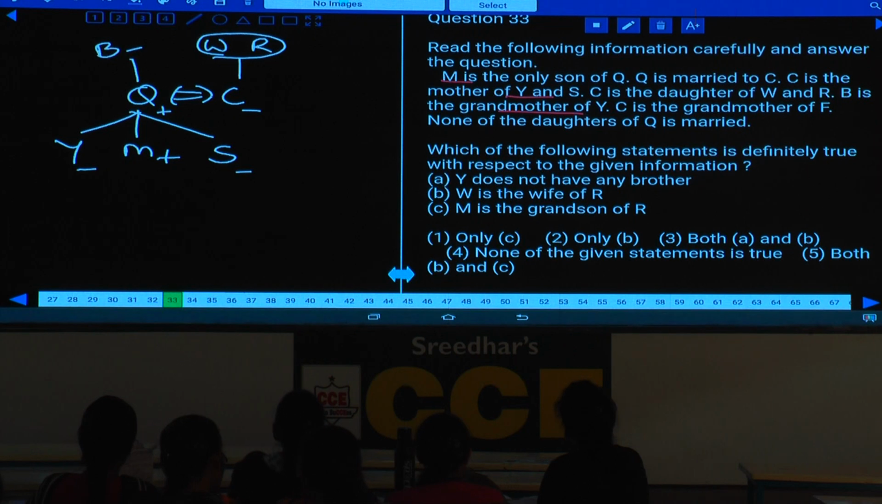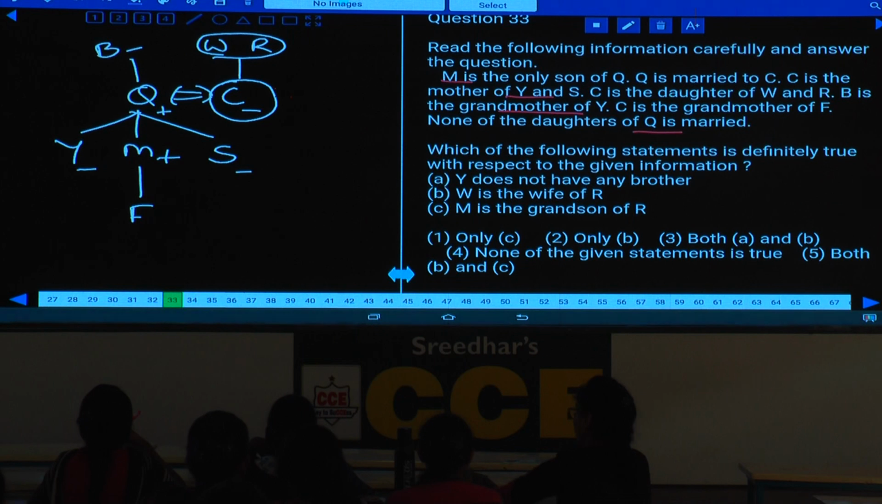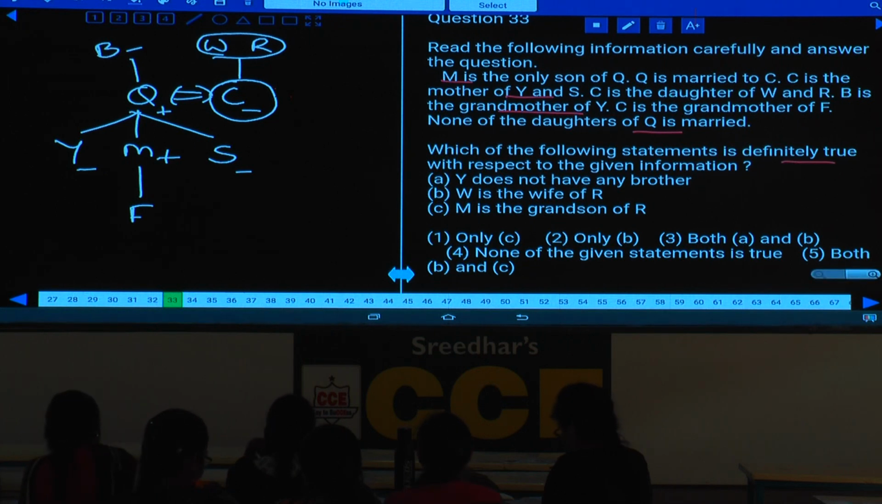B is the grandmother of Y and C is the grandmother of F. As C is the grandmother of F, among these 3 persons Y, M and S, one should get married and their child is F. None of the daughters of Q is married and the son is married. As the son is married, F will be here because C is the grandmother of F. Clear now? Now this is the final family tree of this one. Which of the following statements is definitely true with respect to the given information?